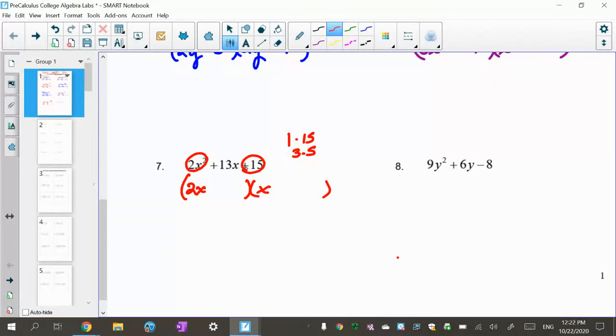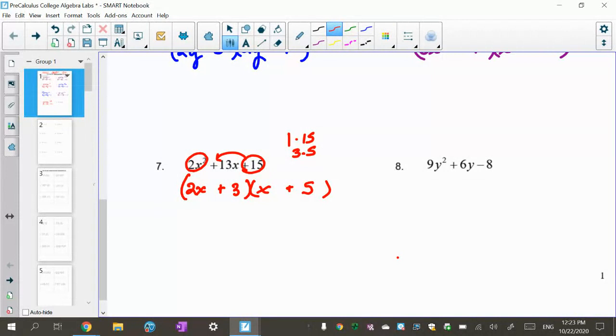But since this is positive, I know my signs are the same. And they both better be positive. So the 15 and the 1 I can't really use because I would get too big of a number. So then I use a 3 and a 5. So I put the 5 here because that makes a 10. I put the 3 here. That's a 3. 10 plus 3 is 13. So that is factored.